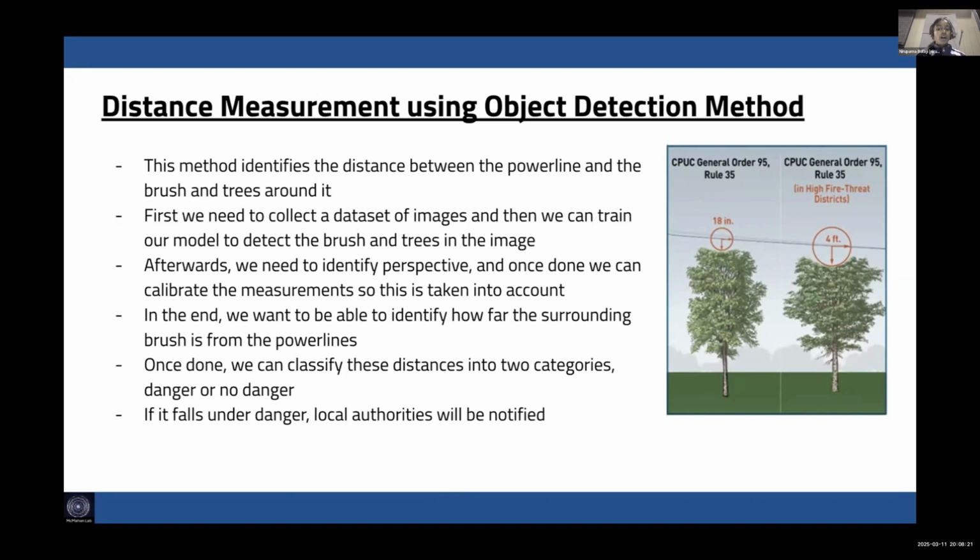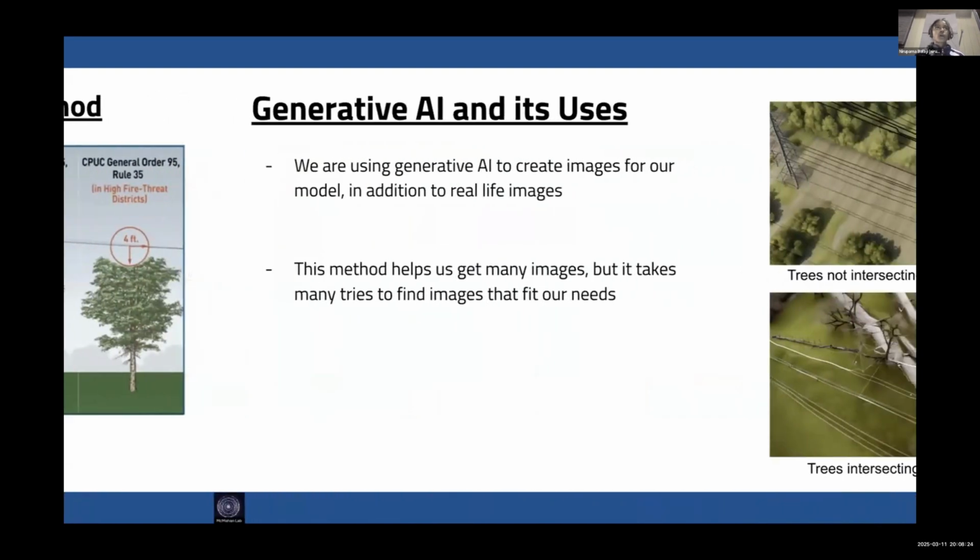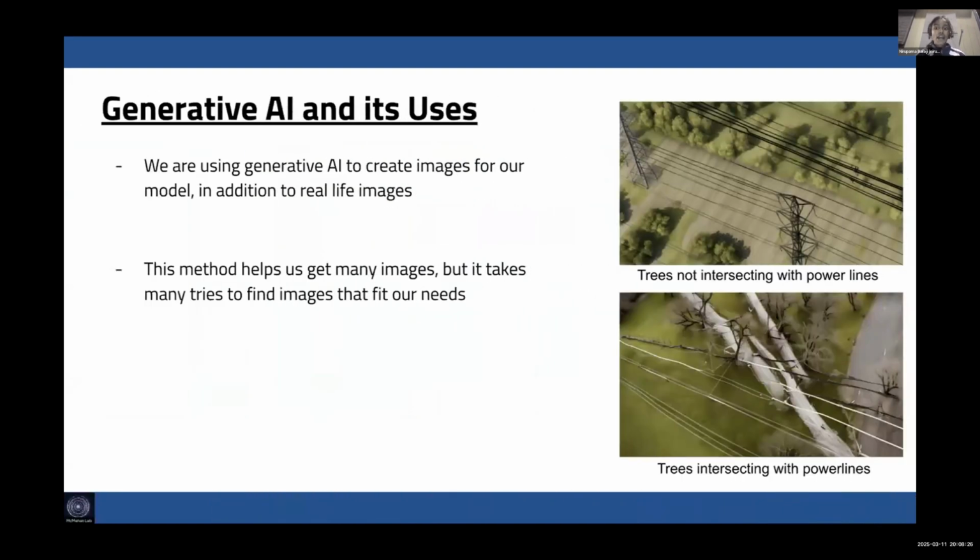We also had this portion of our project where we use generative AI, and it has many uses. As it is difficult to get these specific images of power lines, we are using generative AI to create images for our models in addition to real life images. This method helps us get many images, but also takes many tries to find images that actually fit our needs. For example, if you look on the right, we have two kinds of images: trees not intersecting power lines and trees intersecting with power lines.